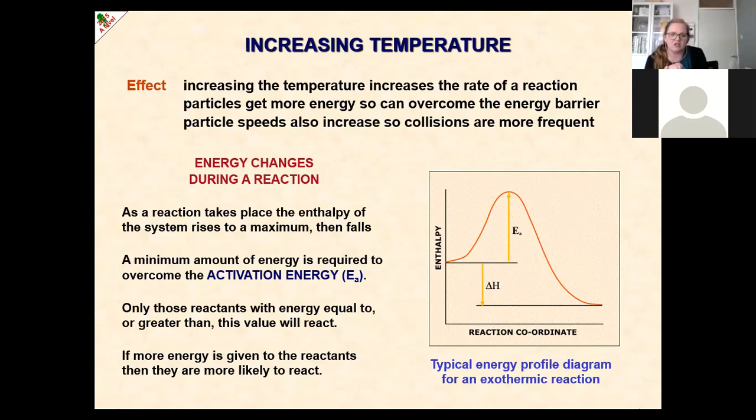So the minimum amount of energy is our activation energy, and only those reactants with energy equal to or greater than this value will react. If we give more energy to our reactants, then they're more likely to react. Therefore, if we increase the temperature of our reactants, they get more energy. If they've got more energy, they're more likely to overcome the energy barrier. Also, when they're faster, they also have more collisions. So we're increasing two things at the same time by increasing temperature.